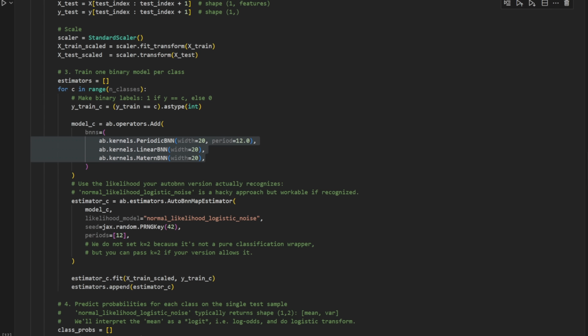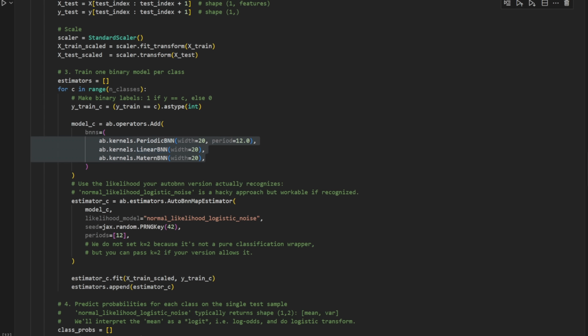So the first one, the periodic kernel, is designed to capture repeating patterns in data, seasonality for example, and the width equal to 20 controls the smoothness of the learned function. Period 12 defines the periodic cycle length, so 12 for monthly cycles in financial data, for example. And then we have the linear Bayesian neural network. It's a linear kernel that models linear trends in data. So it's going to capture and model the overall trend linearly. It's used when the data has a steady increase or decrease over time. And again, the width equal to 20 defines the degree of smoothness in trend estimation.